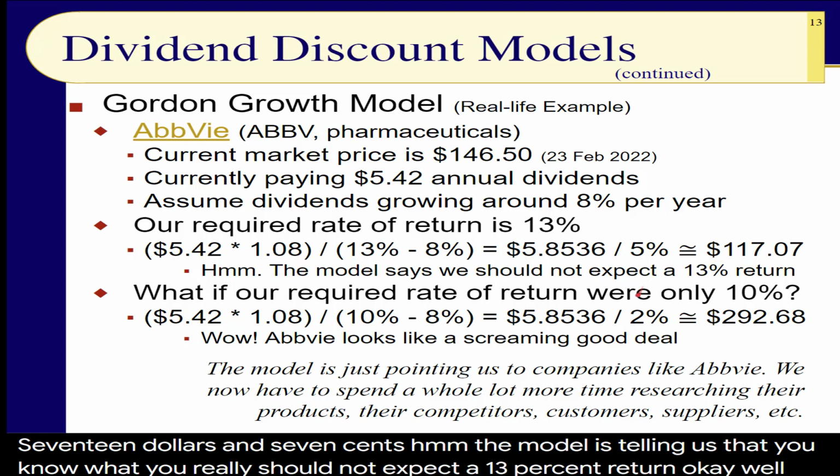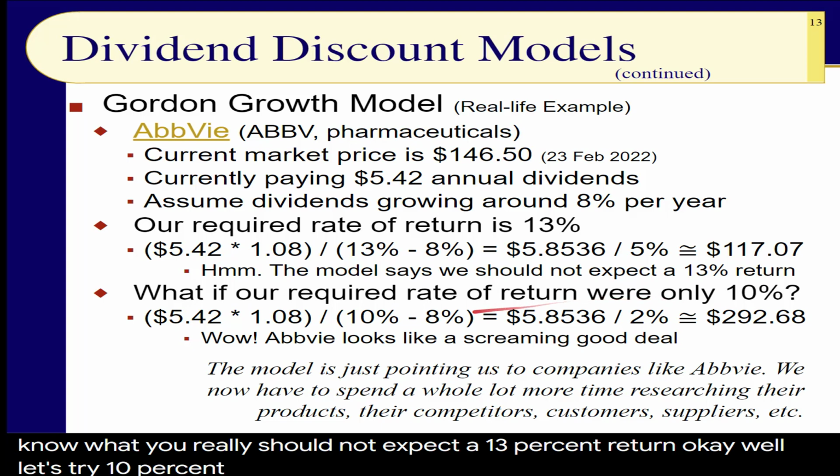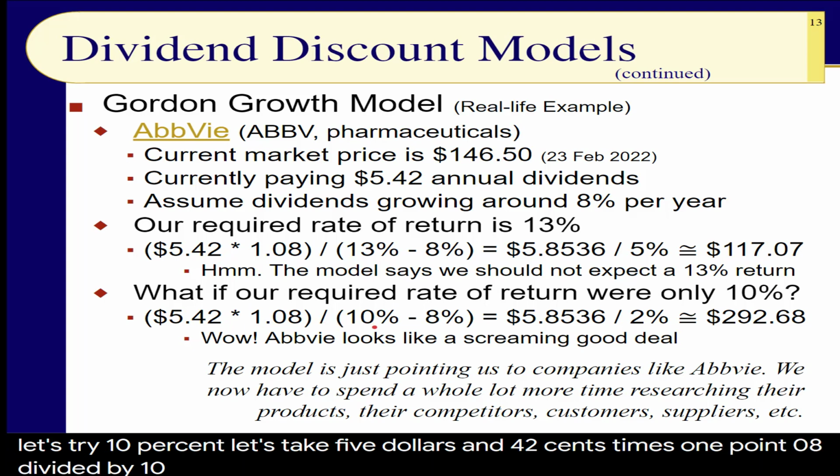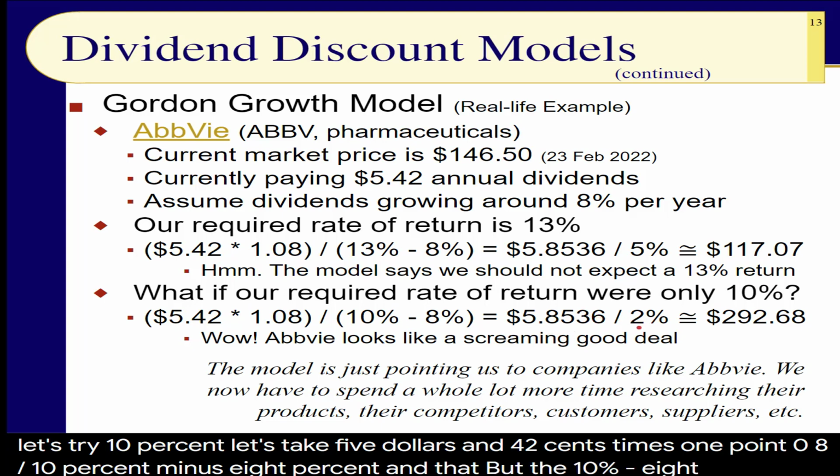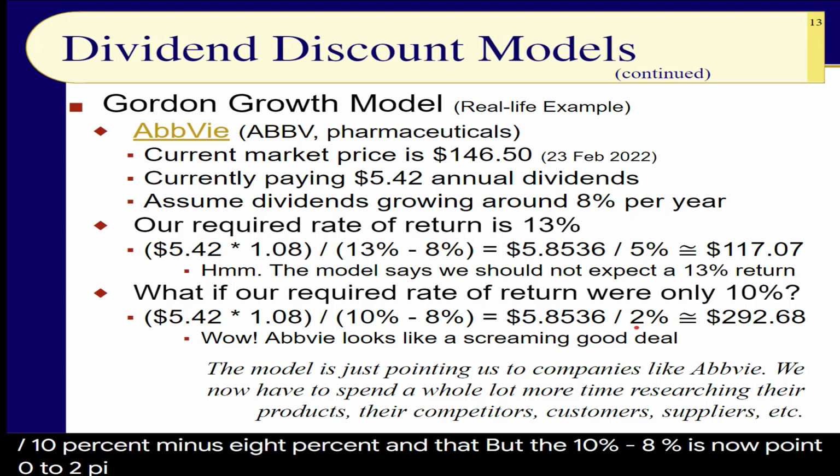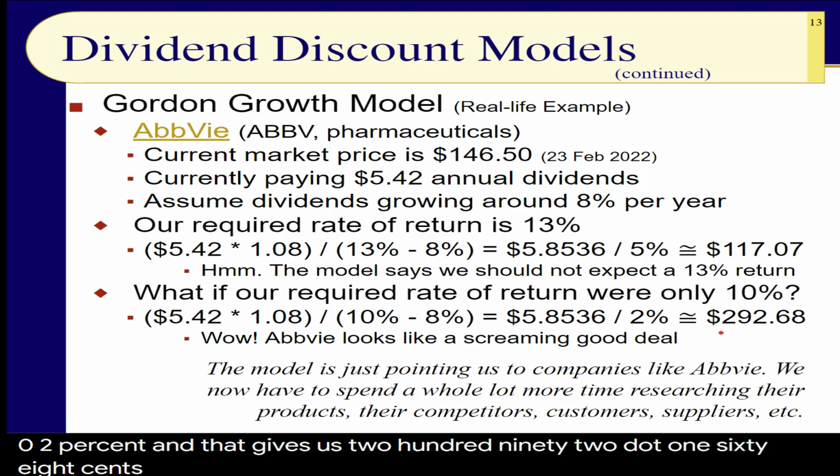Okay, well, let's try 10%. Let's take $5.42 times 1.08 divided by 10% minus 8%. And that gives us the 5.8536. That doesn't change. But the 10% minus 8% is now 0.02. And that gives us $292.68. Wow. AbbVie looks like a screaming good deal.